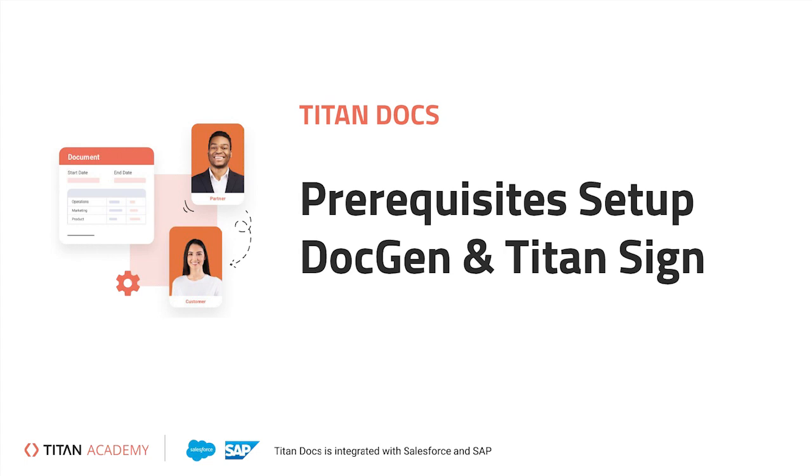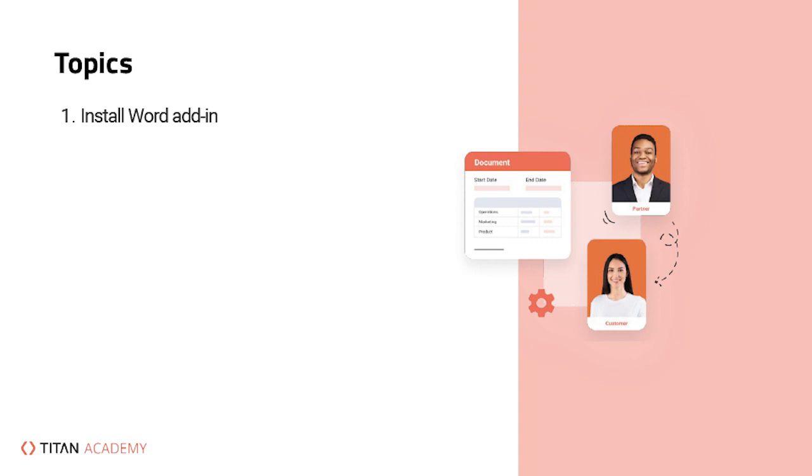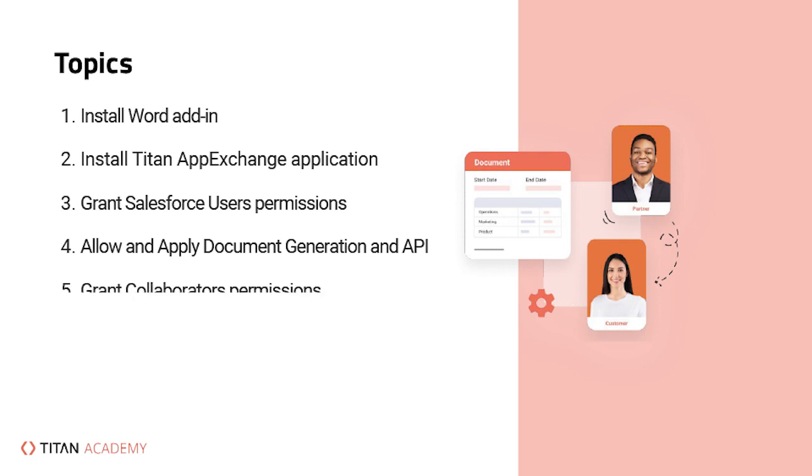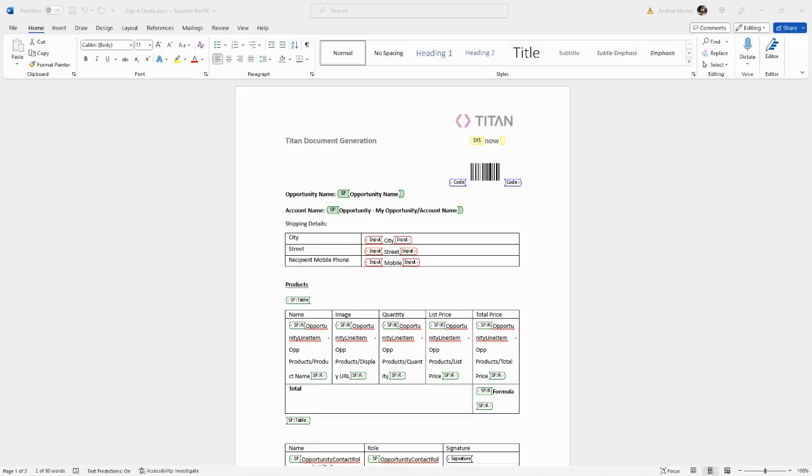In this video, we will explain the prerequisites for setting up and generating a Titan document generation project or a Titan sign project in Titan. We will cover how to install the Word add-in, how to install the Titan App Exchange application in Salesforce, how to grant Salesforce user permissions, how to allow and apply document generation and API permissions, and how to grant collaborators permissions to Titan projects. These applications that we will install in Word and in Salesforce are free. They are no charge and come with your Titan subscription.